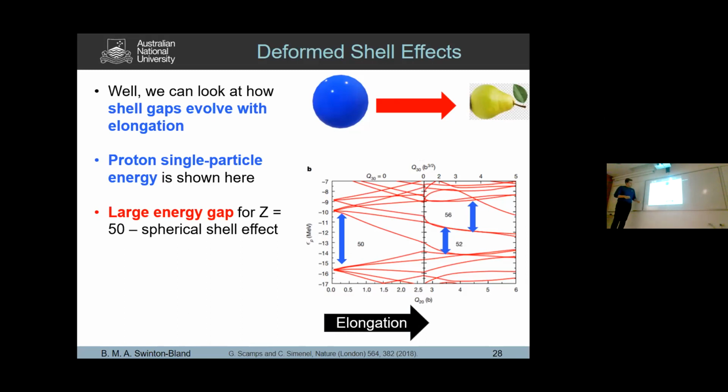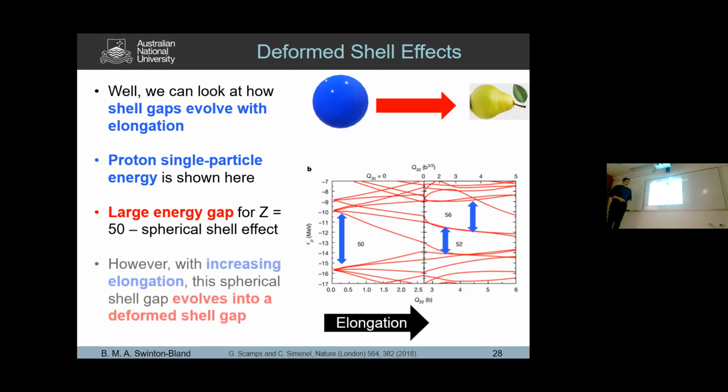Okay, so what we can do is when we start off with our large energy gap at 50 protons here, we see that that shrinks as we pull the system further and further apart. And crucially, when we then introduce our octupole deformation parameter, or as I like to call it, the pearosity of the system, we can see that our spherical shell gap actually evolves into a different deformed shell gap at different proton numbers, 56 protons and 52 protons.